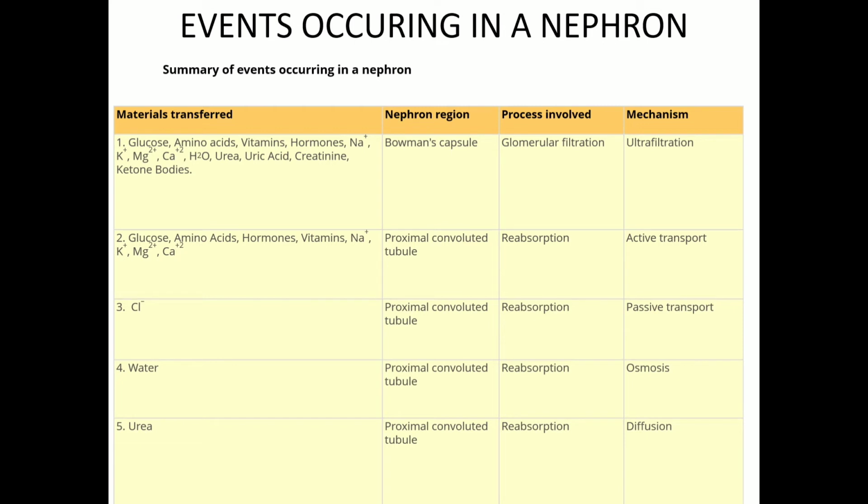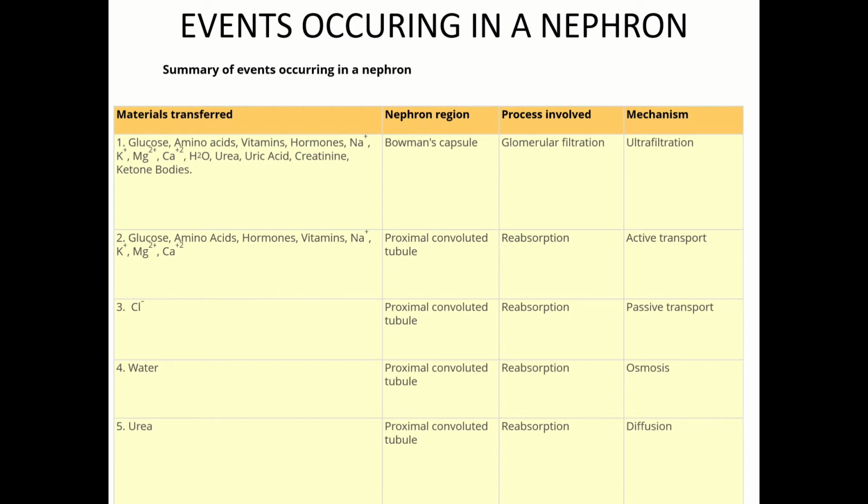In the first column you are seeing the material transferred. Then in the second column there is the nephron region, which part of the nephron is doing what type of function. In the third column you are seeing the process involved, and the mechanism in the fourth column.